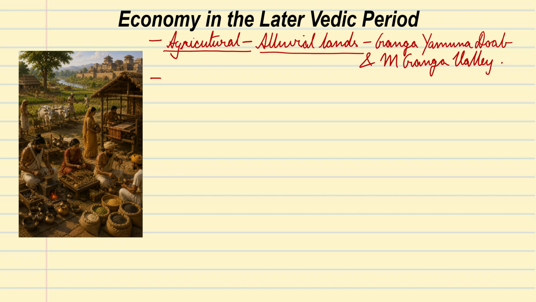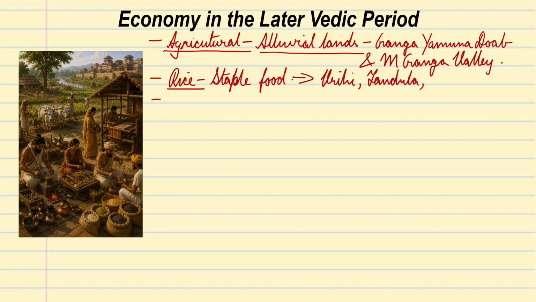So literary and archaeological sources indicate that rice was the staple food during this period. Rice was very important. Just like in early Vedic period we find few references to barley, here we find a lot of references to rice. And rice has been denoted with many kinds of words like Vrihi. Vrihi means rice, along with Tandula. These are different names of rice given in the later Vedas, along with Sali. So Vrihi, Tandula, and Sali are different words used to denote rice.